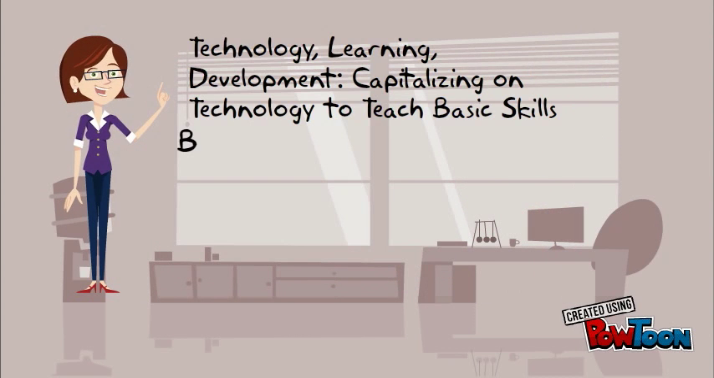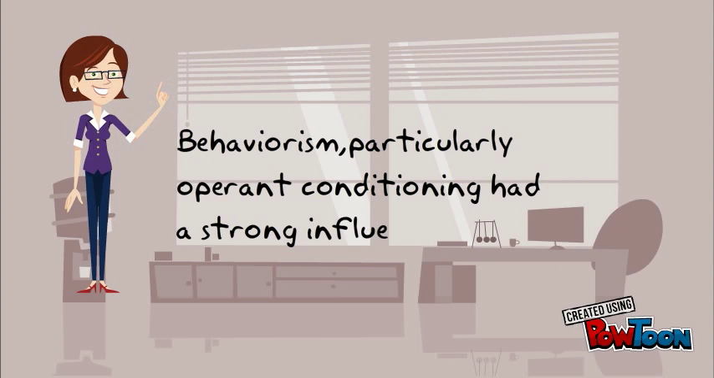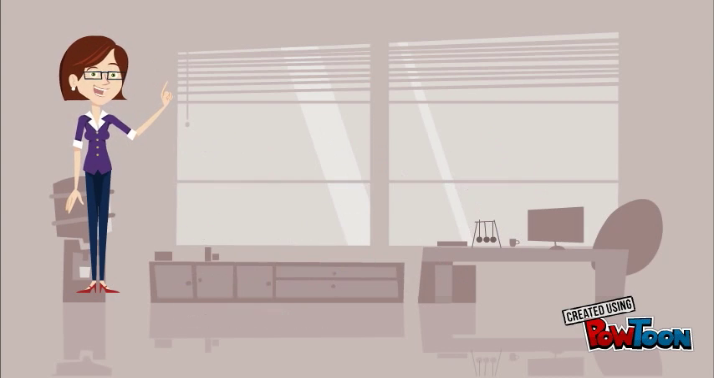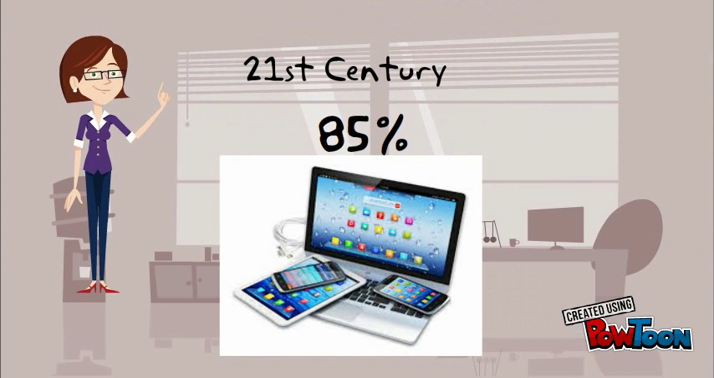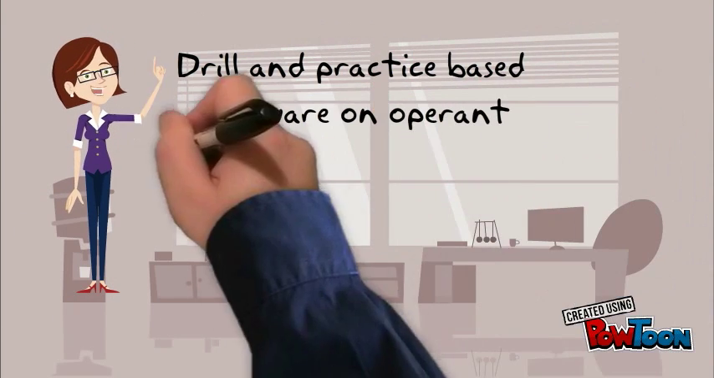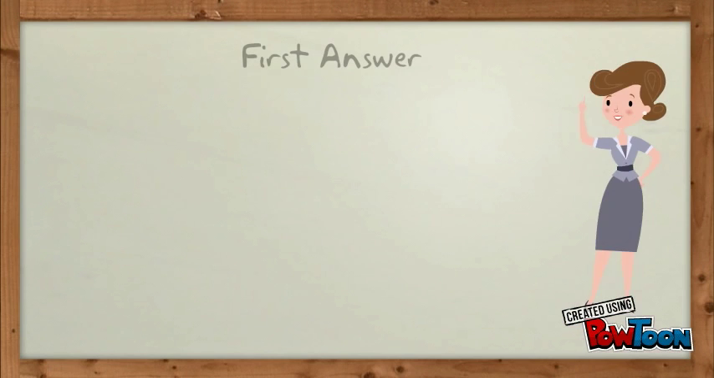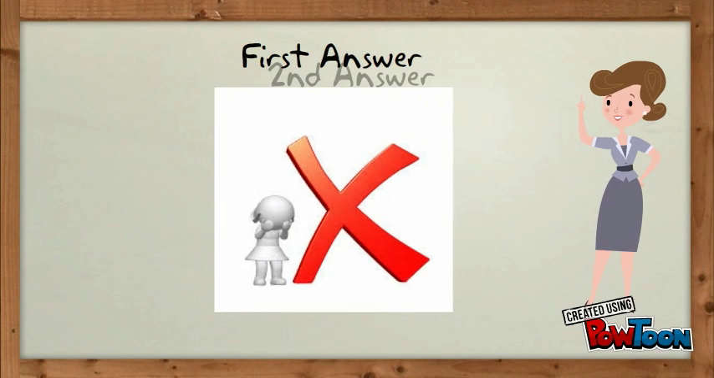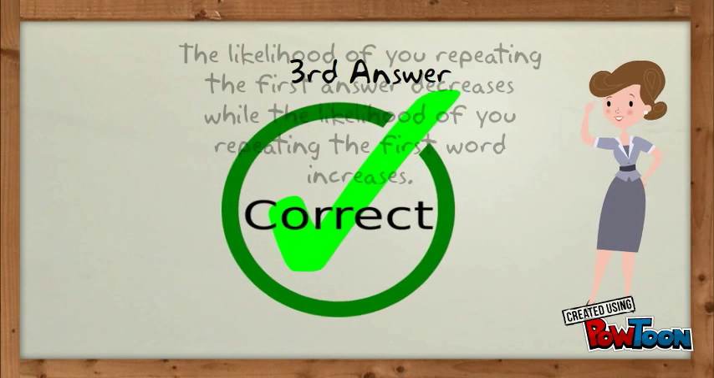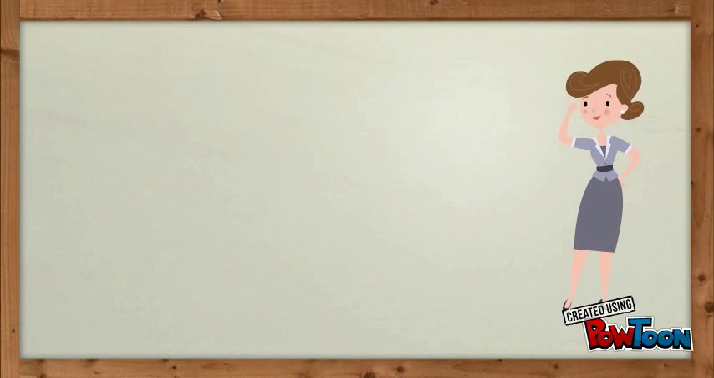Behaviorism, particularly operant conditioning, had a strong influence on the use of technology in classrooms. At the turn of the 21st century, experts estimated that 85% of existing educational software emphasized skill learning based on behaviorist principles. Being wrong the first time, getting a hint on your second answer, and the third answer being correct increases the chances of you picking the right answer instead of the wrong.